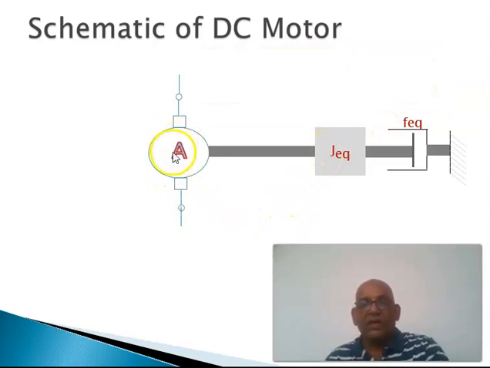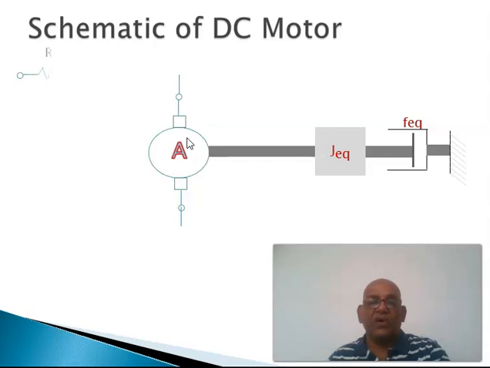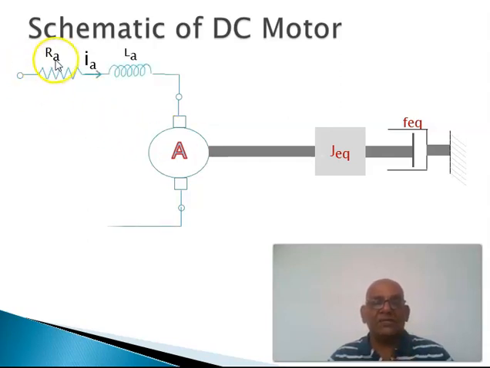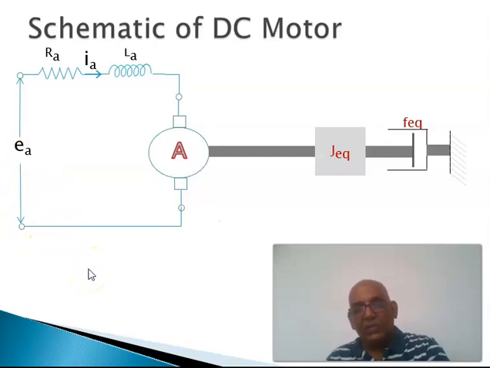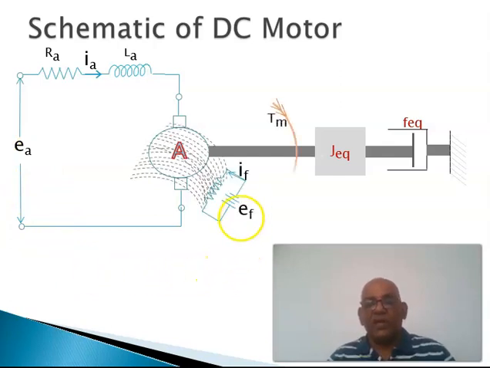Then the resistance and inductance of the coils inside this armature are shown externally for clarity. The net resistance is Ra, the net inductance is La, and across the terminals a voltage of Ea is supplied, E lowercase and subscript a. Along with this armature voltage, you supply a constant field voltage Ef, with field current If.